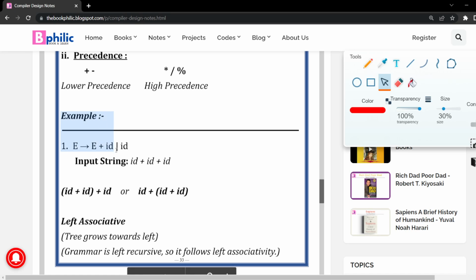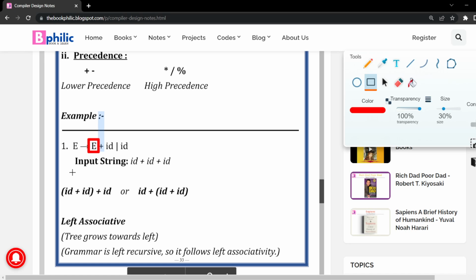So the example is that E derives capital E plus ID or ID. So is it ambiguous or not? Yes, it is unambiguous because there is no chance of deriving this ID plus ID string by expanding another E. You have to expand this E only. So let us move on to the example. This E can be only derived.